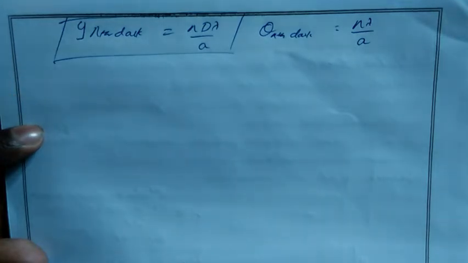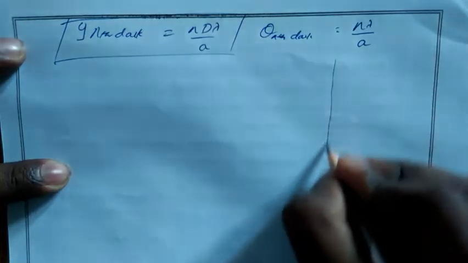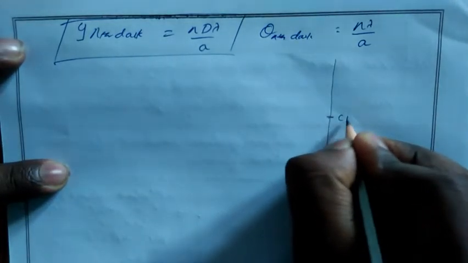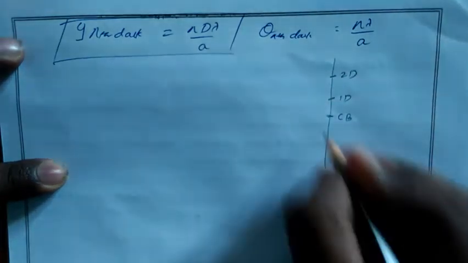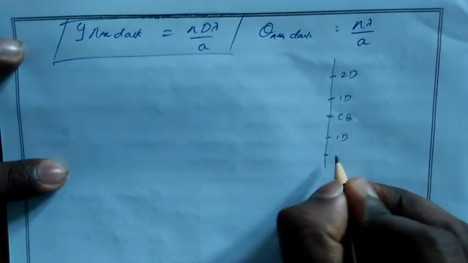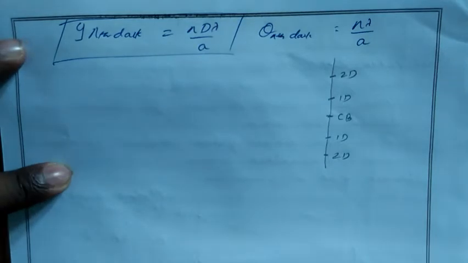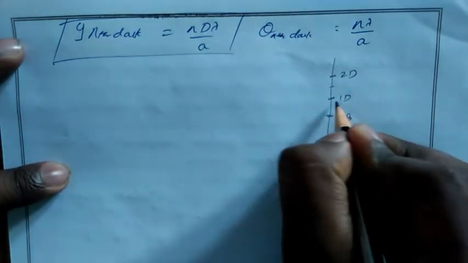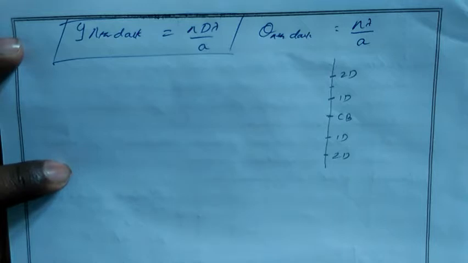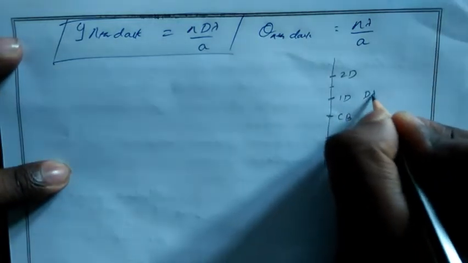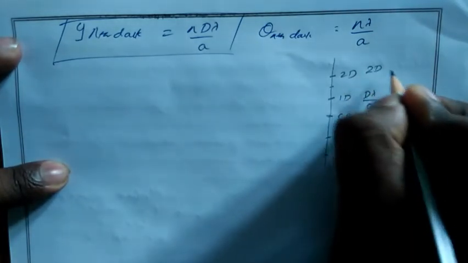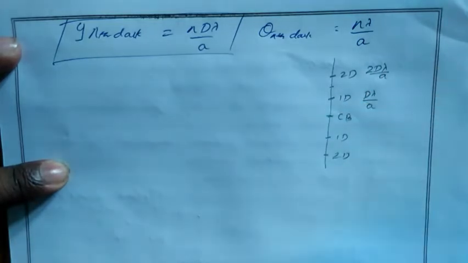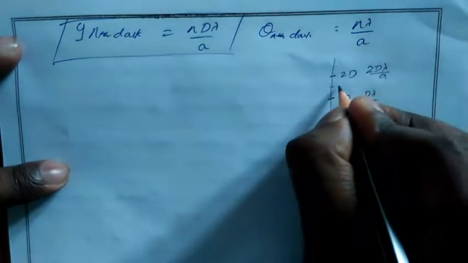Then bright fringes. So now we have a fringe pattern somewhat like this. Take this as the central bright. First dark, second dark. Here also first dark, second dark. So we have the first bright between the first dark and the second dark, correct? What is the path difference of the first dark? For the first dark we have d lambda by a. For the second dark we have 2d lambda by a. Then in between we have the first bright.